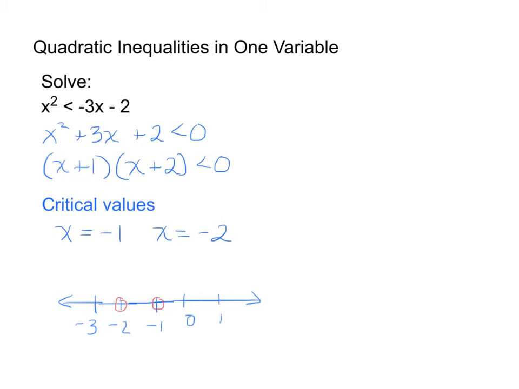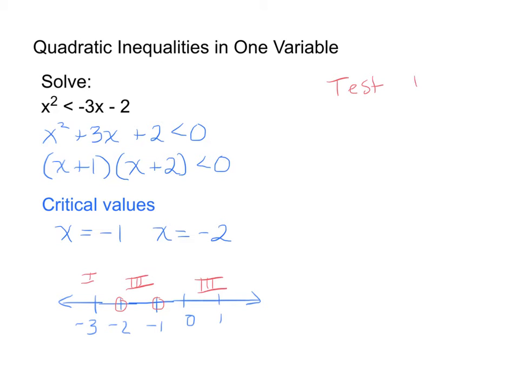And the way I do that is to test values in each region. So we have 3 regions here. We have this region that's less than negative 2. We have the one that's between negative 2 and negative 1. And this one that's greater than negative 1. So we're going to test all 3 regions. We need to pick a point in each region. So I'm going to call them region 1, 2, and 3.